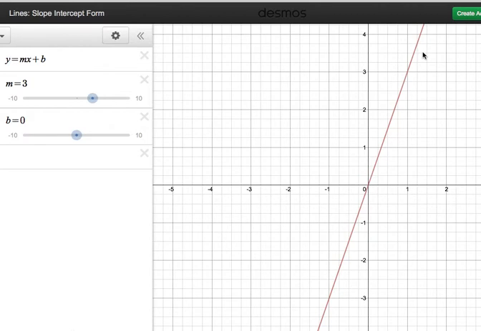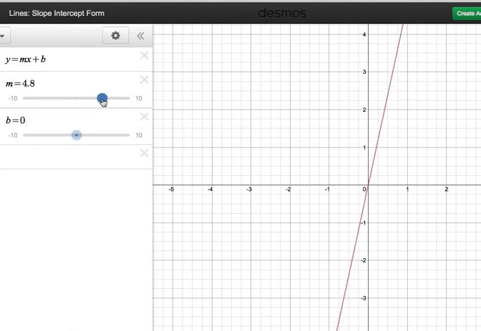Still rising to the right, still opening up to the right. As x increases, y increases, right? But it just makes it a little bit more steep. And the same thing if m is equal to 4, it just becomes a little more steep. You notice how as I increase that m, my line just becomes a little bit more steep.